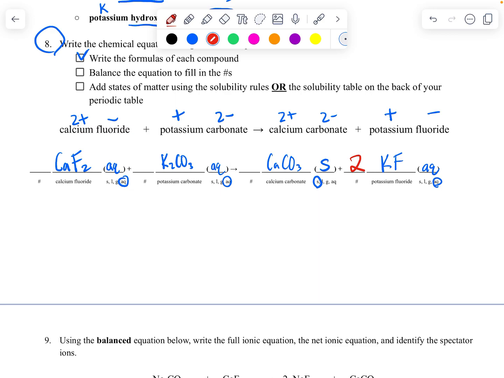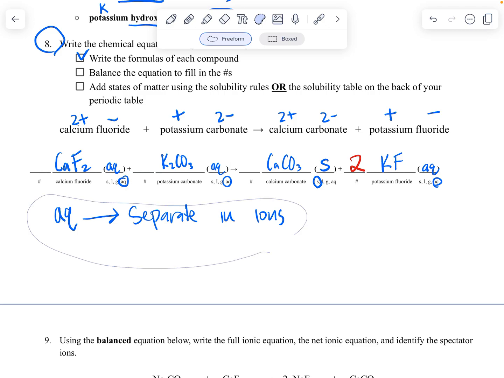Okay. All right, so let's go ahead and write our net ionic equation, okay? Before doing so, you need to make sure to write the complete ionic equation. What does that mean? It means any aqueous compounds, you're going to have to separate or dissociate into ions, okay? So let's go ahead and do that right now.